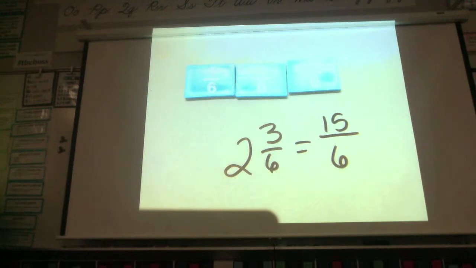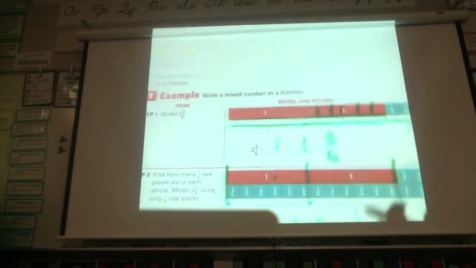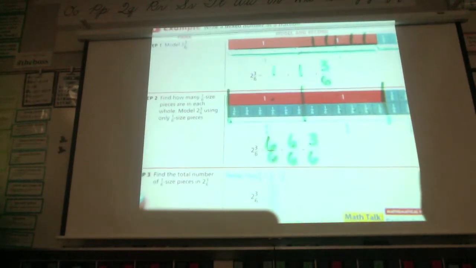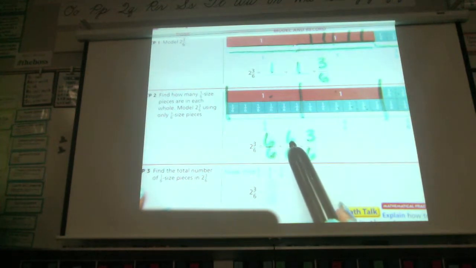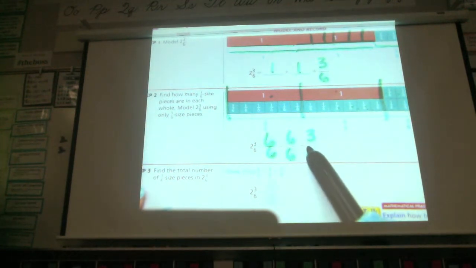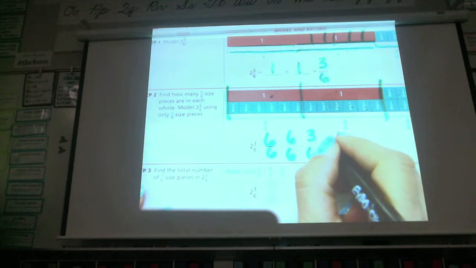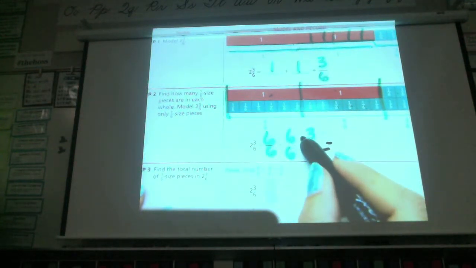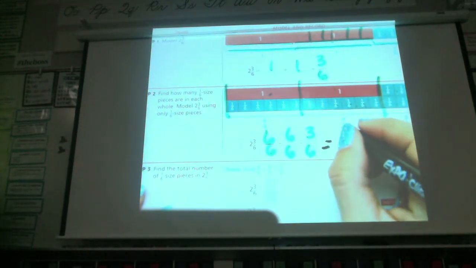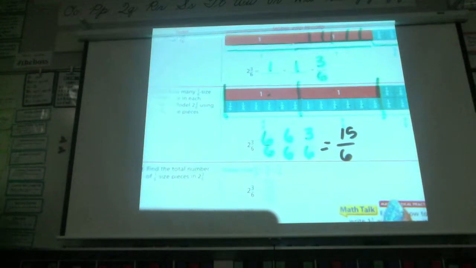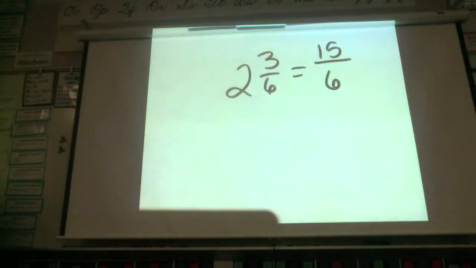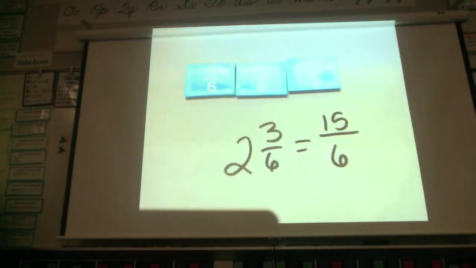15 sixths. Now look back at the book here. We took your 6 sixths, your neighbor's 6 sixths, and my 3 sixths, and we ended up with 6 plus 6 plus 3, which is 15 sixths. So here we did it with the model. Here we did it with the actual physical model.